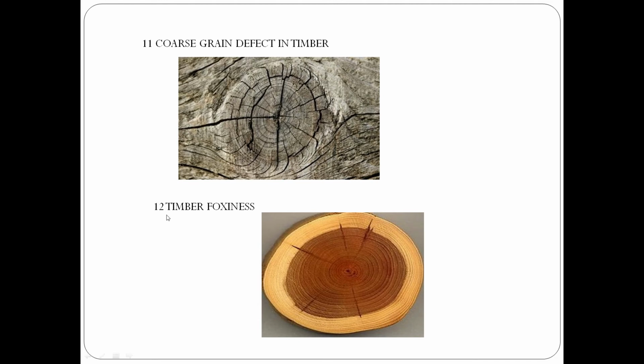Timber foxiness. When the timber is stored without proper ventilation, the trees growing near the banks of water bodies and the over matured trees may exhibit this type of defect. Foxiness is generally indicated by red or yellow spots.